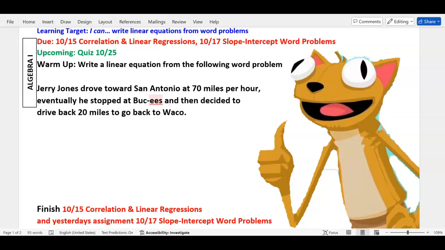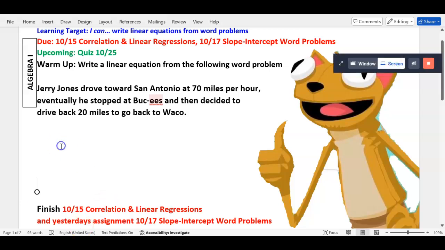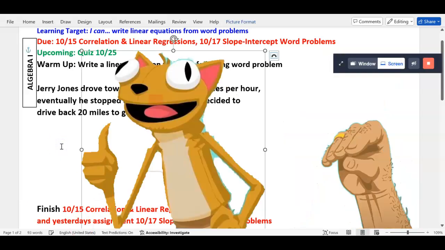All right, remember, Grady the Math Cat.